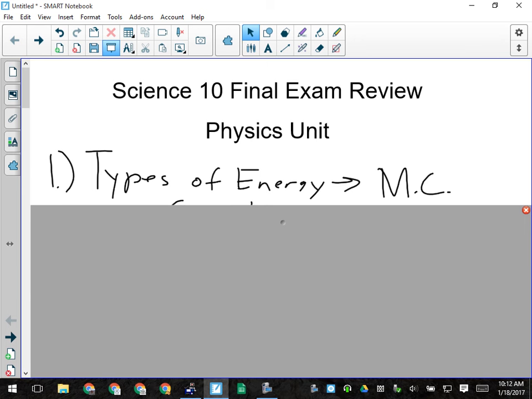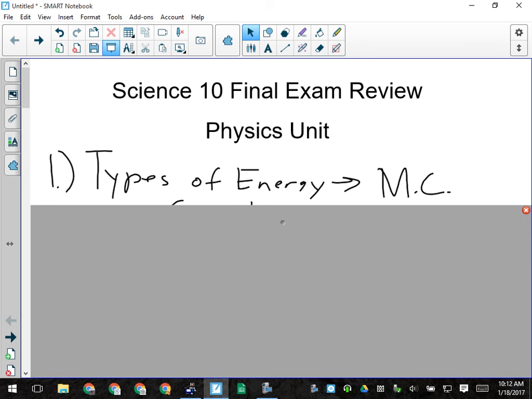We looked at Volta's pile, the first battery, and a couple of others, like Orsted's work with magnetic energy and the compass and all that kind of stuff. I'm not worried about people's names on the final, but do be able to recognize a type of energy in a multiple choice question. So if I ask you something like what I asked on your unit exam about what kind of energy is possessed by a rolling bowling ball.